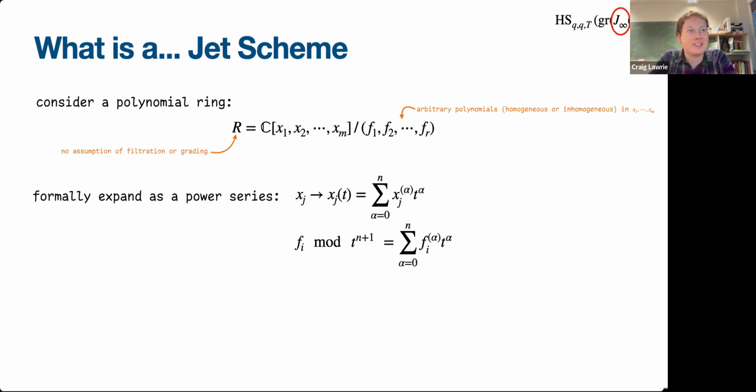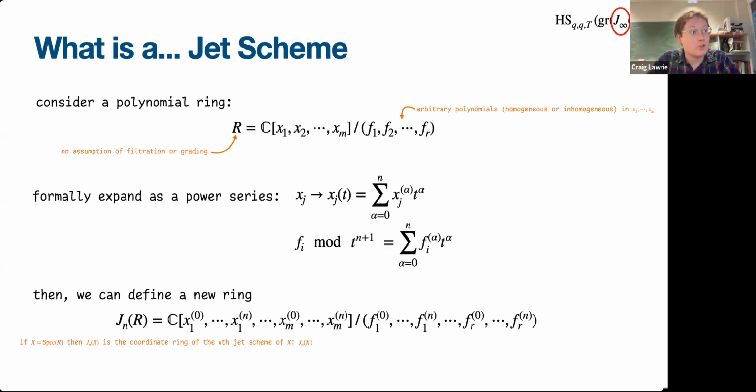This is just a thing we can do. And once we do this, it allows us to define a new ring, which we call the coordinate ring of the nth jet scheme, which is a bit of a mouthful, so I will use the expression jet ring throughout this talk. So basically what you do is you keep all of the variables in the expansion up to n, and then you look at all of the ideals which come from the coefficients of t in the expansion of the ideals that you started with. I'll show you some explicit examples in just a second, but this is a thing that you can do.